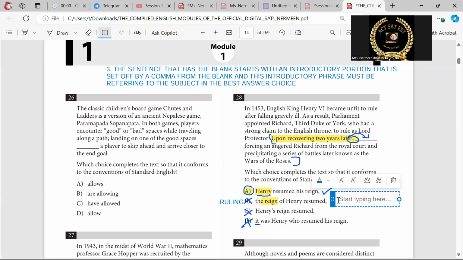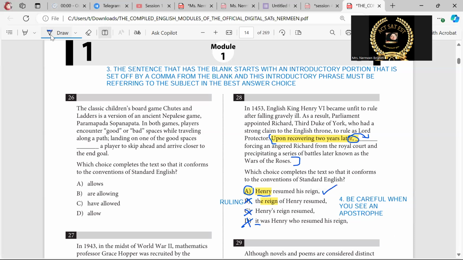Bismillah. Be careful. This is tip number 4. Be careful when you see an apostrophe.